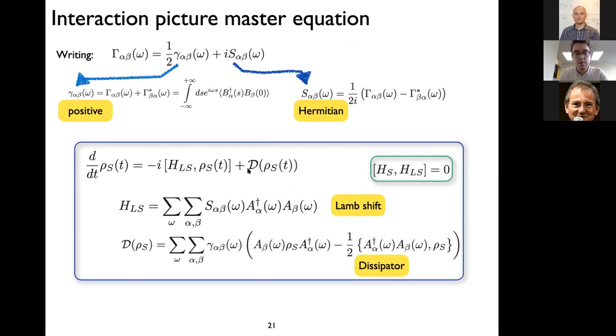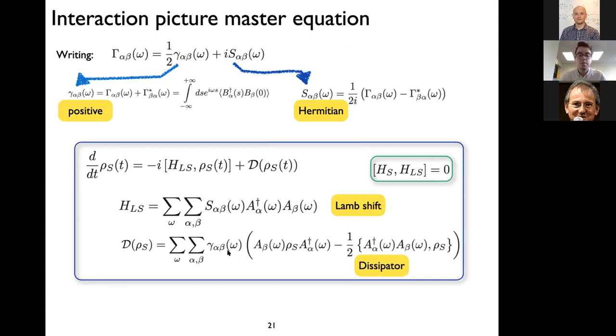And the second term that we've introduced contains information describing the dissipation and decay of the open system due to its interaction with the environment. This second term is sometimes referred to as the dissipator. You can see here this first term is in the form of a commutator, so it describes a unitary time evolution. The second term is not in the form of a commutator, so it describes a non-unitary time evolution, which effectively describes dissipation at the level of our open system.